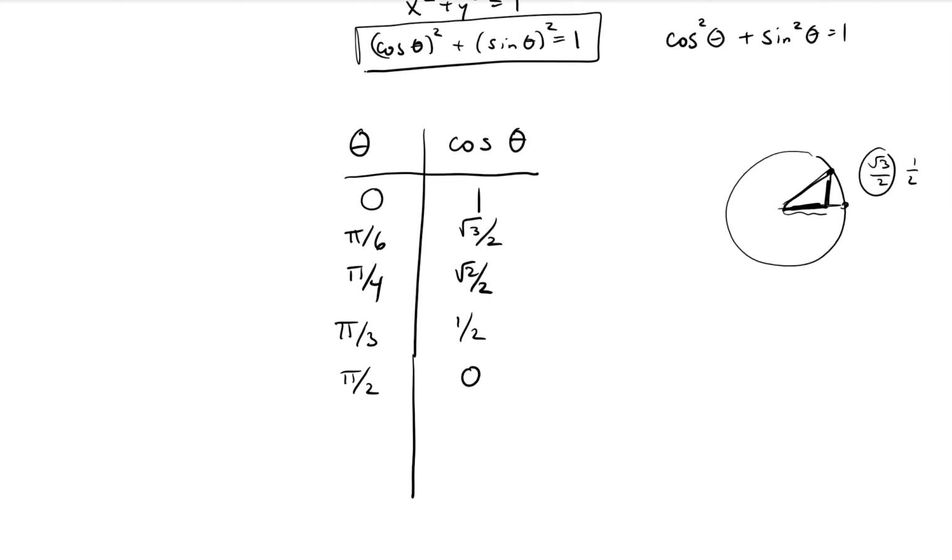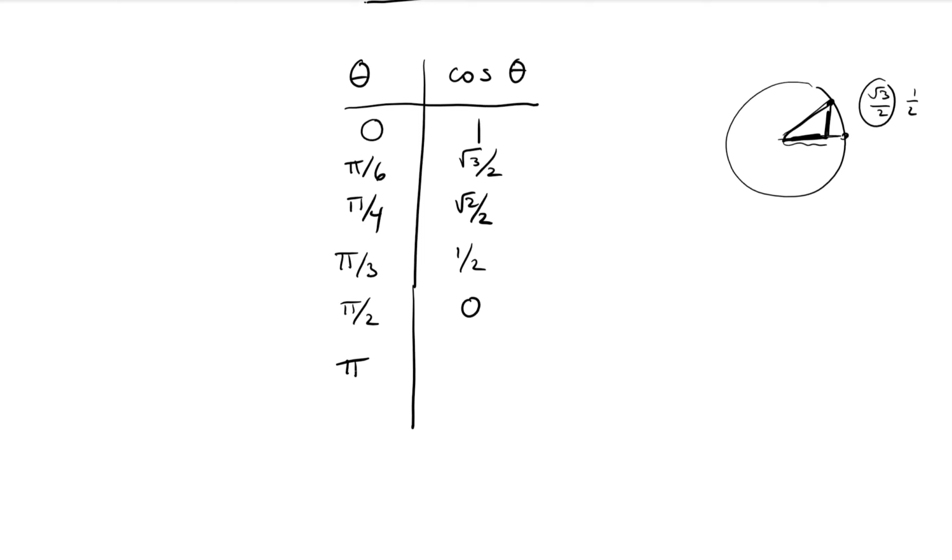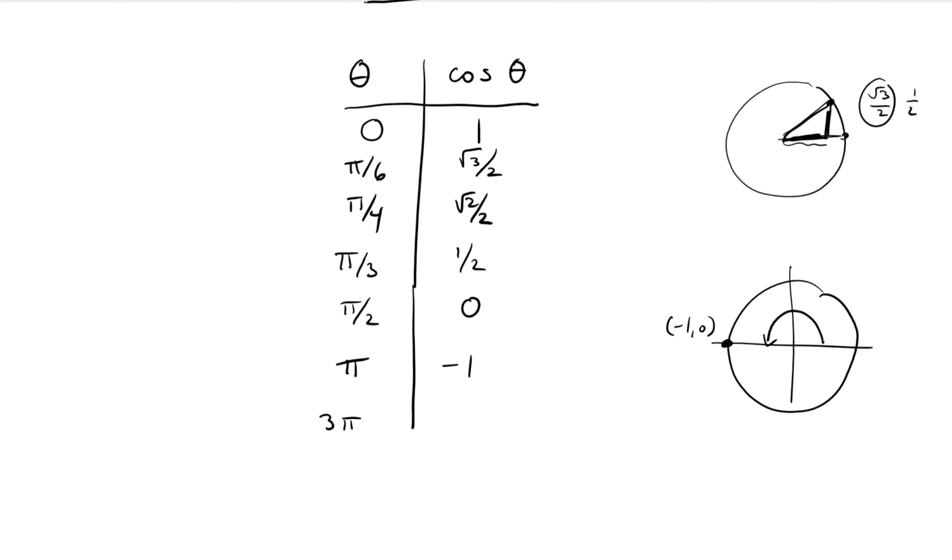And then we could keep on going. You see, for example, pi is 180 degrees, so 180 degrees is when we do a half turn, so we end up here at coordinates minus 1, 0, so it would be minus 1. Then we have 3 pi over 2. 3 pi over 2 is when we're here. So when we're here, if theta is there, the coordinates of this point are 0, minus 1. So the cosine is 0 again. So notice how it's 0 at pi over 2 and at 3 pi over 2. And at 2 pi, we've done a full rotation, so we're back to where we were before. So we're back at 1, 0, so the cosine is back to 1.